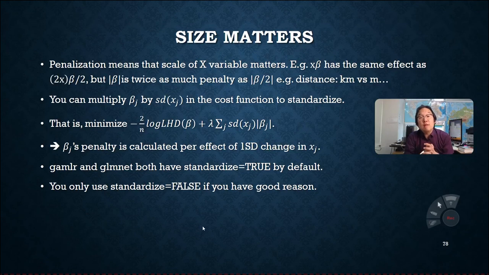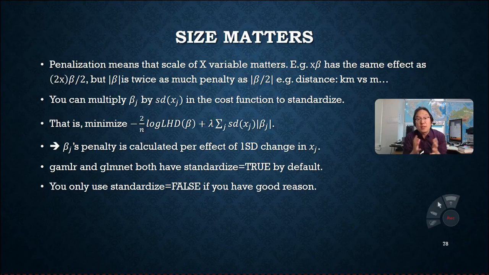So enjoy that part. Size matters, let's say. Penalization means that the scale of the x variable matters. For example, x beta has the same effect as 2x times beta divided by 2, but the absolute value of beta is twice as much penalty as beta over 2 absolute value. For example, take kilometers versus meters: the unit is different, so your beta magnitude may be different. As you switch from kilometer units of the x variable to meter units, the beta will expand. But you don't mean to get penalized simply by changing the units.